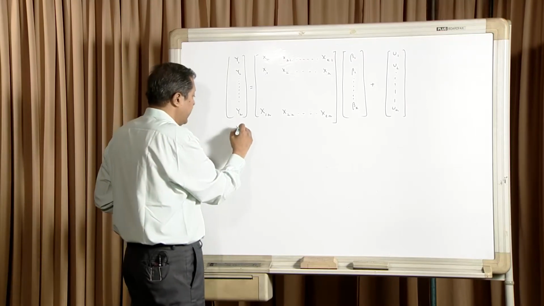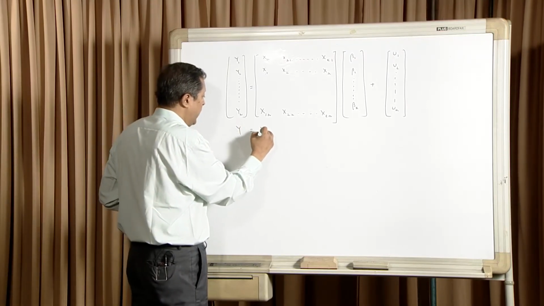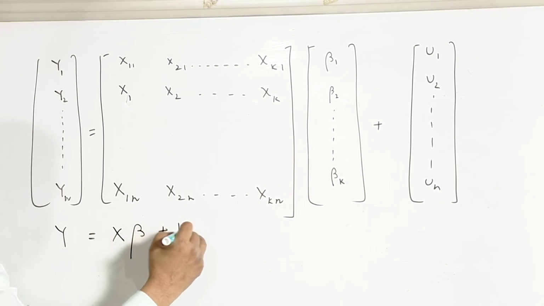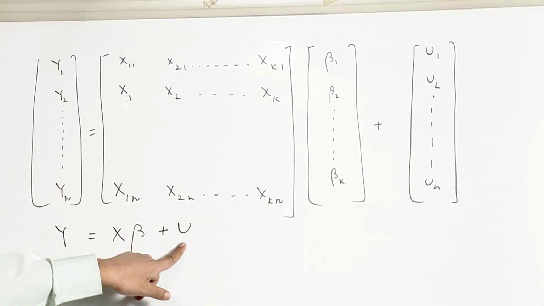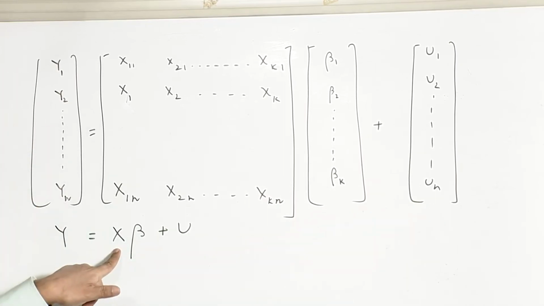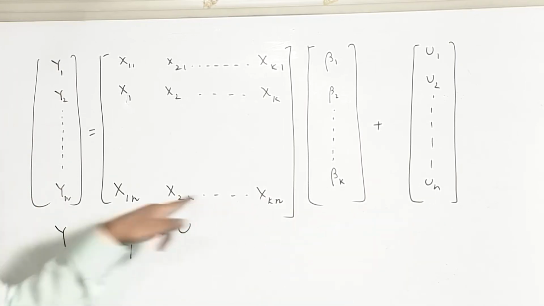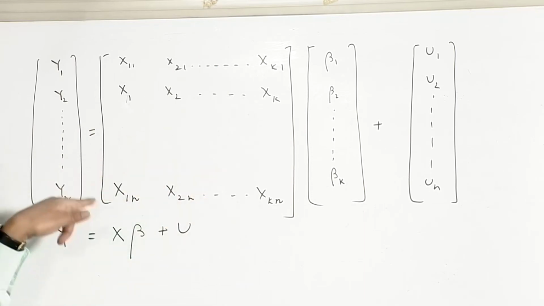Once again, it is written as y is equal to x beta plus u. This is the u vector we have already introduced, u1 to un. This x matrix has order n rows and k columns.